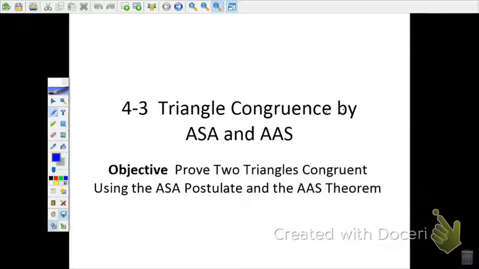So again, the order that you have those continues to be very important. You can see with the two that we're working with today, both of them have two angles and one side to be congruent. Where that side is in relationship to the angles is important. If the side is between the two angles, we can use angle, side, angle. If the side is not between the two angles, then we use angle, angle, side.